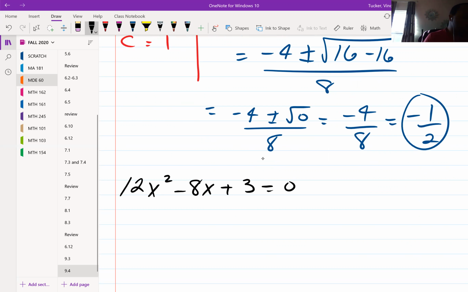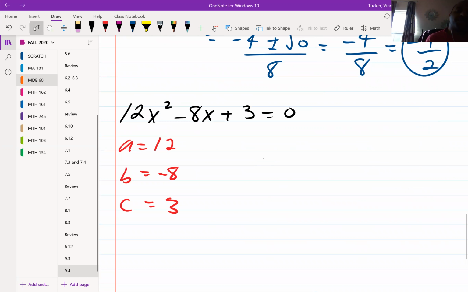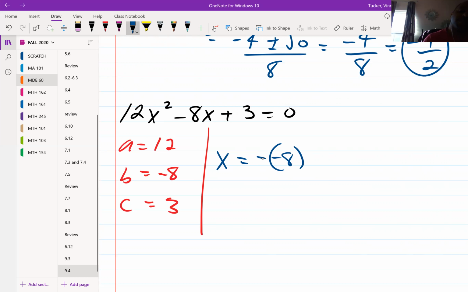All right, 12x squared minus 8x plus 3 equal to 0. So I just say equal to 0, so we can pick out a, b, and c. So that's negative 8. Once again, make sure you don't lose a negative. There's a negative in the formula, and we're plugging in negative 8.